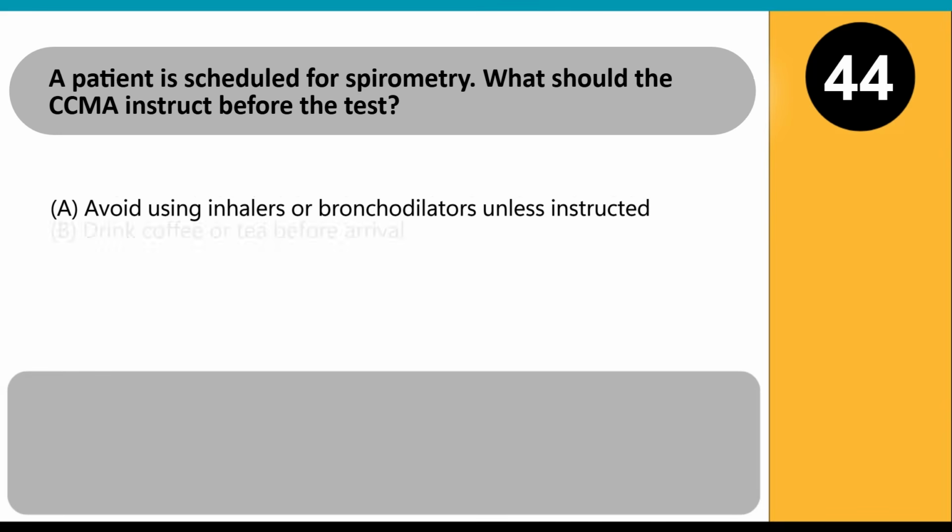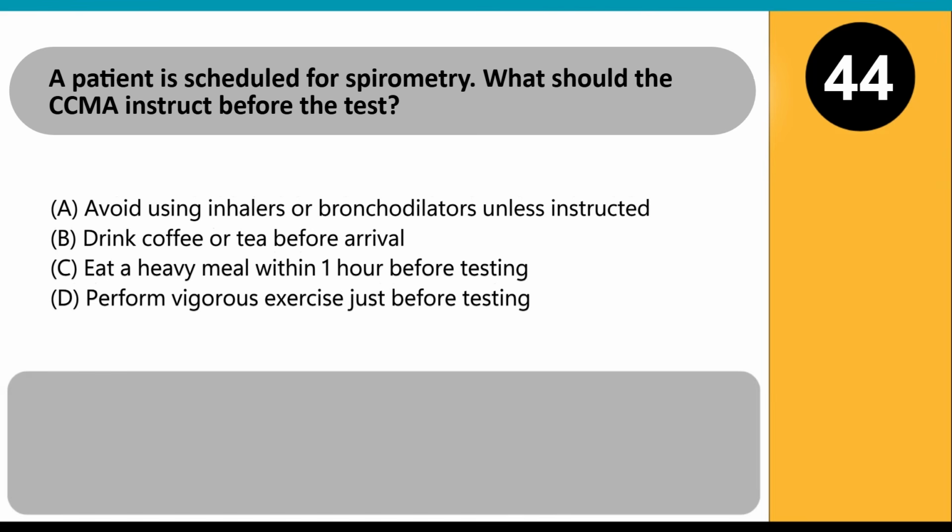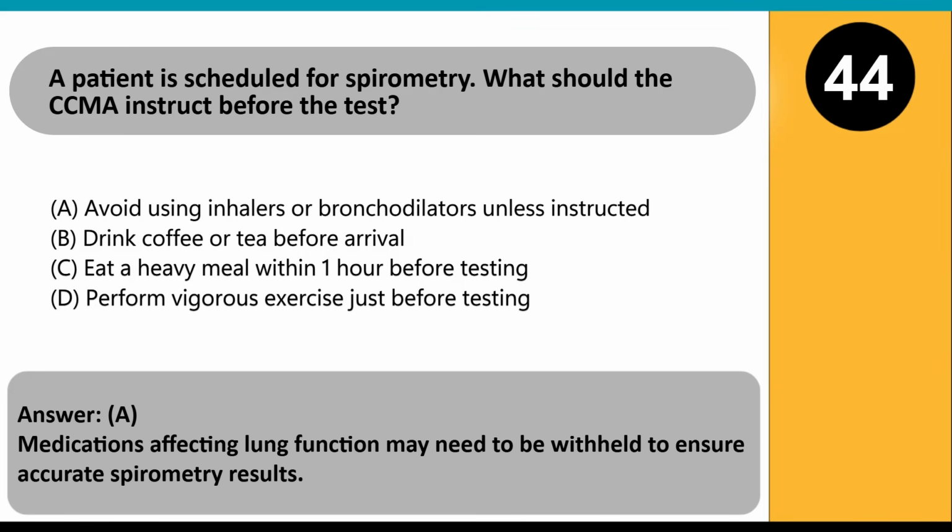A patient is scheduled for spirometry. What should the CCMA instruct before the test? A. Avoid using inhalers or bronchodilators unless instructed. B. Drink coffee or tea before arrival. C. Eat a heavy meal within 1 hour before testing. D. Perform vigorous exercise just before testing. Answer: A. Medications affecting lung function may need to be withheld to ensure accurate spirometry results.